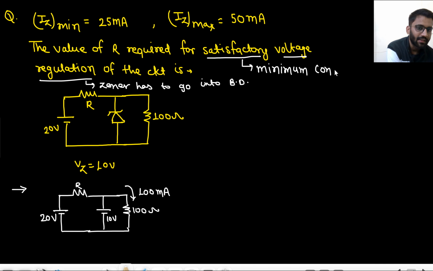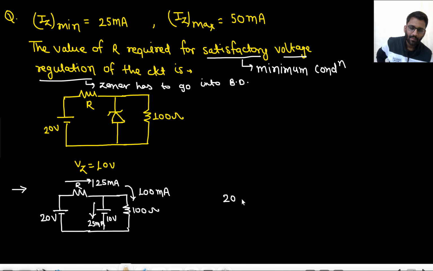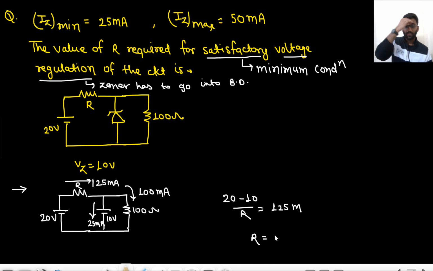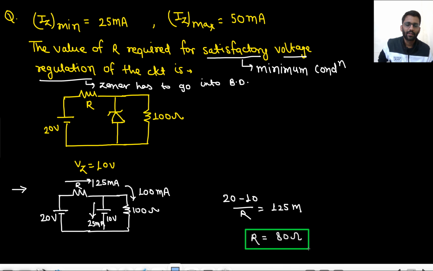And what is the minimum condition? That it should have a minimum current of 25 milliampere here. That means from here we should have 125 milliampere. So basically 20 minus 10 by R is equal to 125 milliampere. So from here you can get the value of R. So that will be 80 ohm, I guess. And 1 by 8 is, yeah, 80 ohm. So R value you get is 80 ohm.